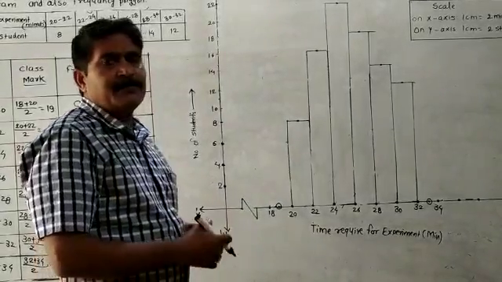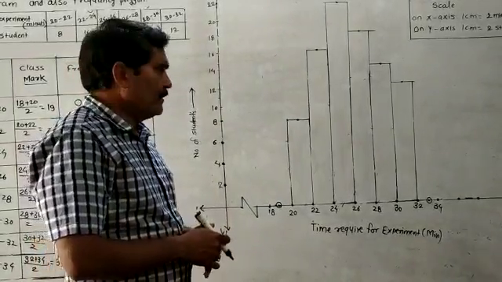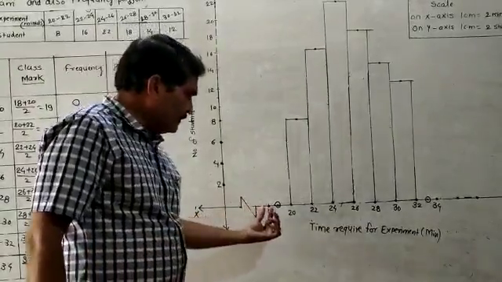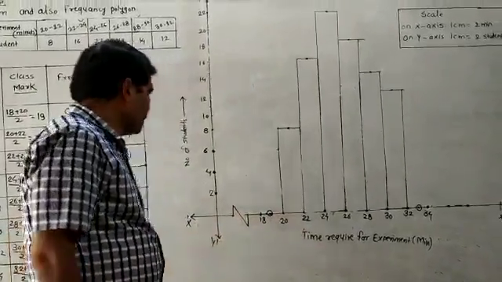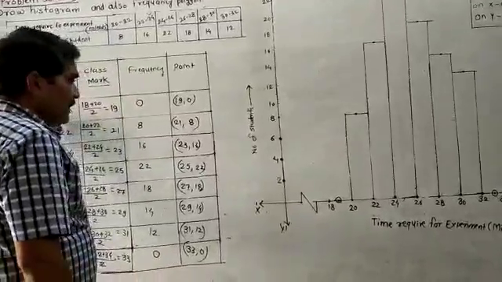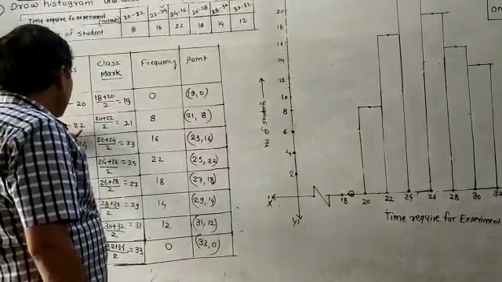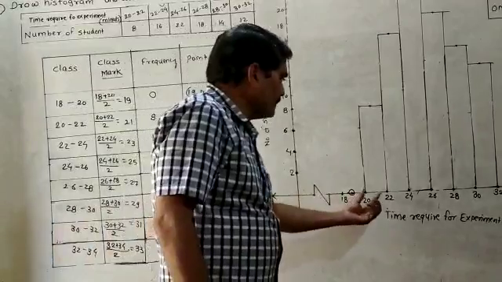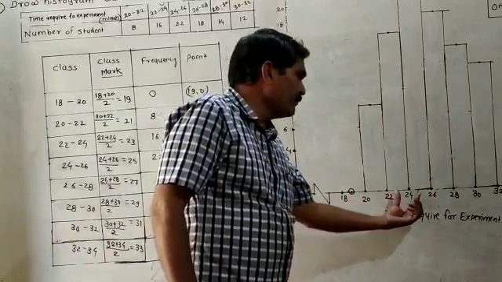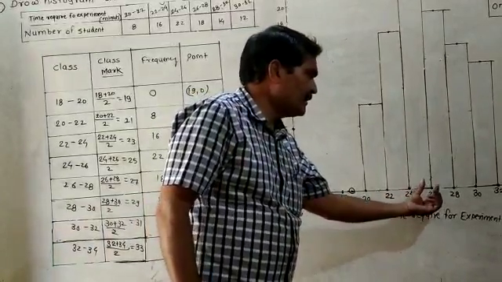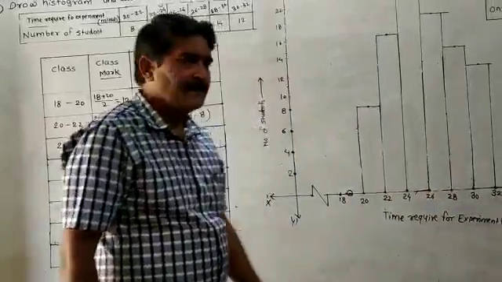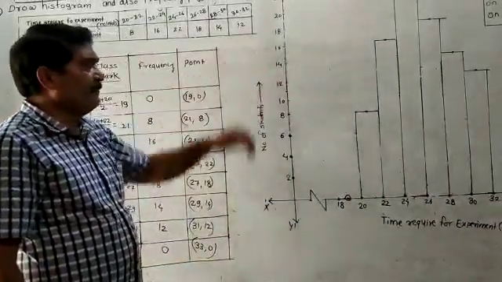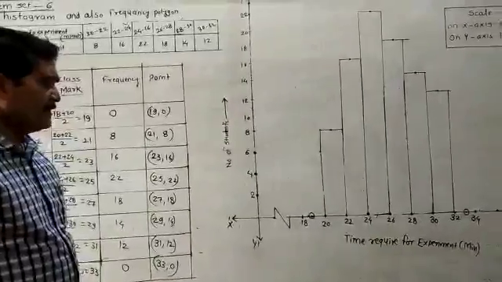And according to that, first of all, I will draw the histogram. So write the class on the x-axis. So first class is 18 to 20. Second class is 20 to 22, 22 to 24, 24 to 26. Like that you have to rearrange the class. And you have to write the frequency on the y-axis. So step by step you have to do.